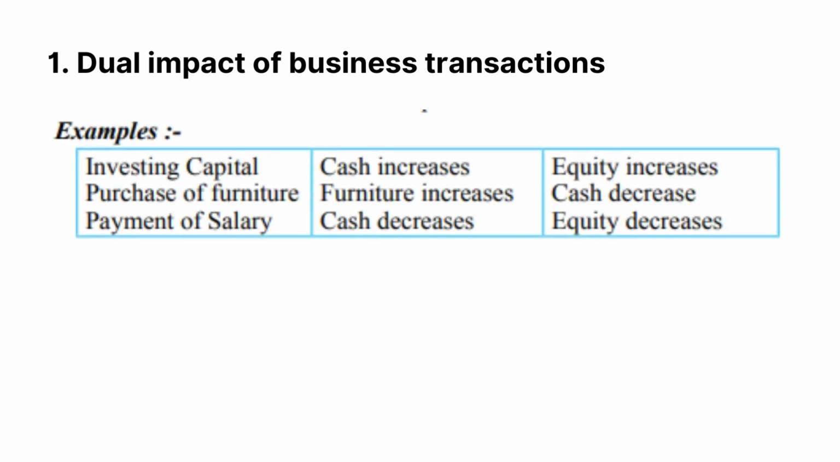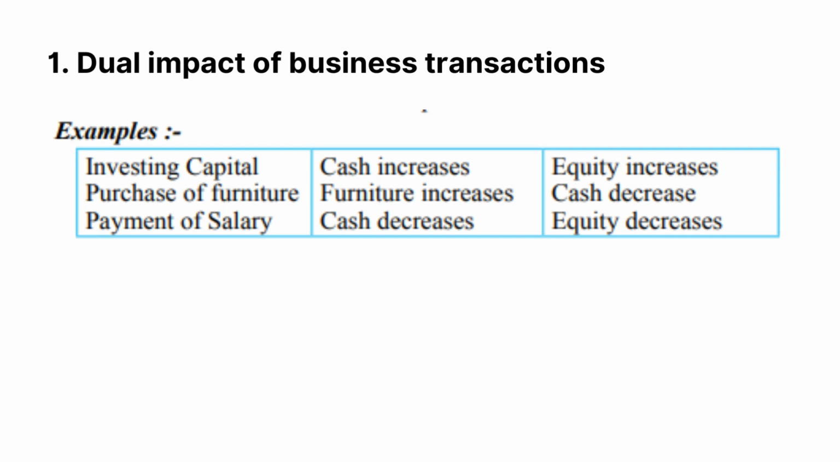Examples: investing capital, here the cash increases, and the equity increases. Purchase of furniture, here furniture increases, and cash decreases. Payment of salary, here cash decreases, and equity decreases. Because of this dual impact of each transaction, the value of each transaction should be written in two places. This means there should be two entries for each transaction.